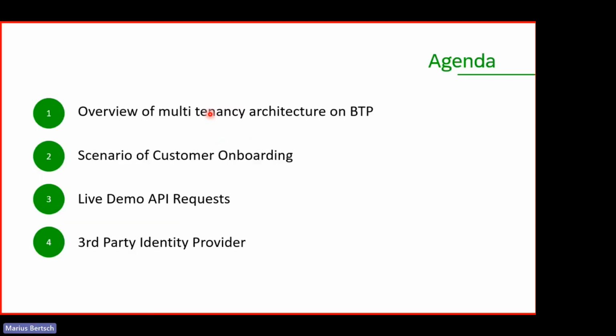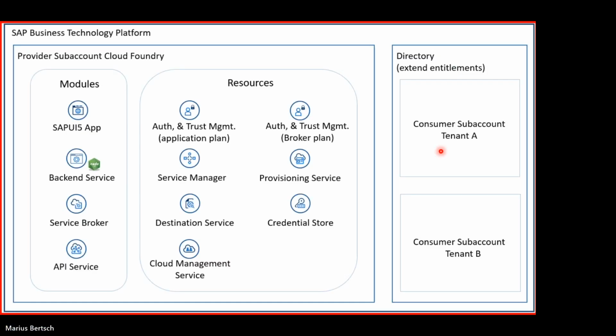Let's go through our agenda. At first, I'll give you an overview of the multi-tenancy architecture on BTP. After that, we will give you a detailed process scenario of the customer onboarding process, and then a little bit of practice with a live demo about the API request, which we called. And at last, I will show you how to implement a third-party identity provider.